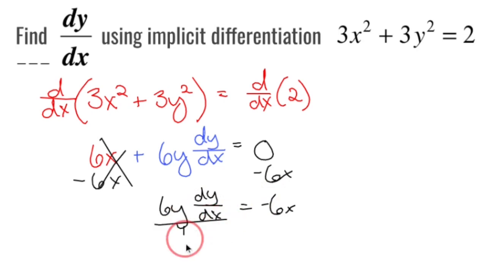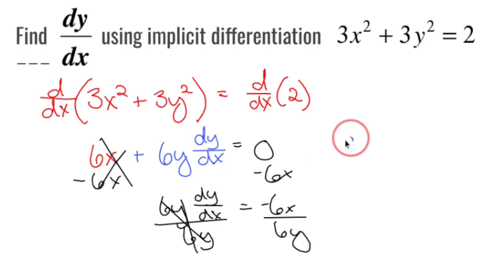I have to divide both sides by 6y. Do the same thing here, divide both sides by 6y, cross out, and I'll put over here my final answer, that dy dx, which is all by itself, equals negative 6 over 6, which cancels out, x over y, which is negative x over y. And that's my answer.